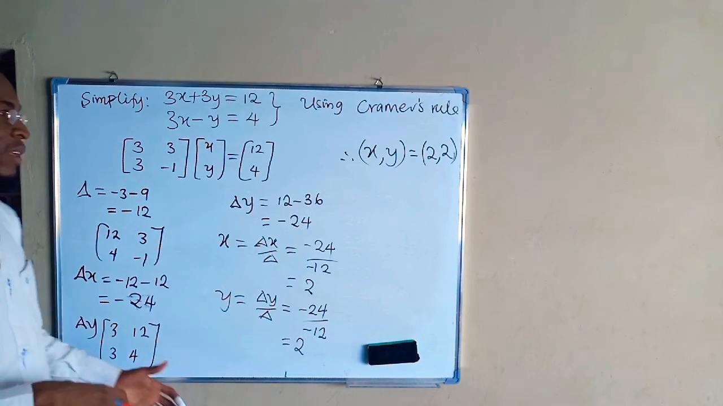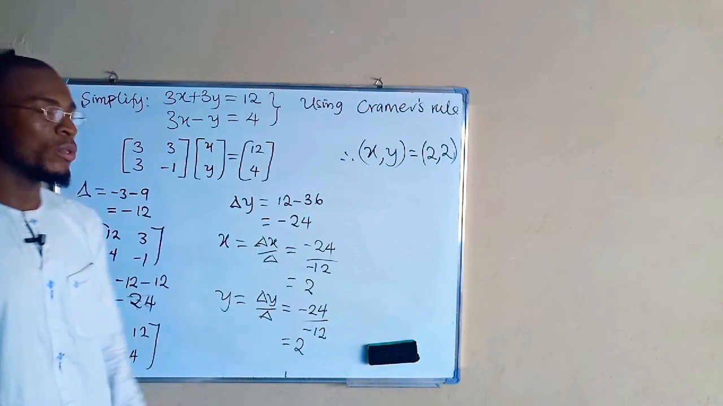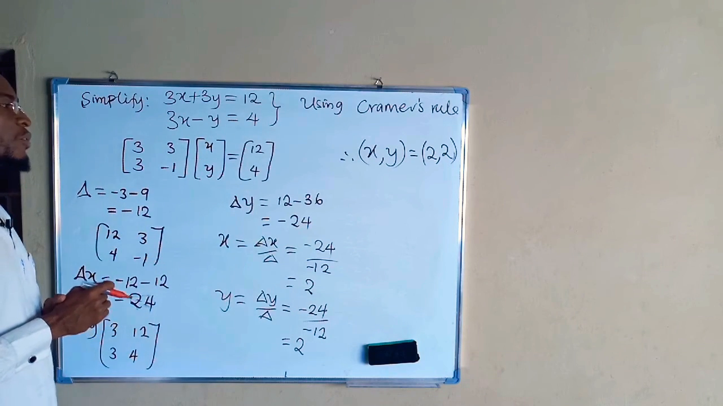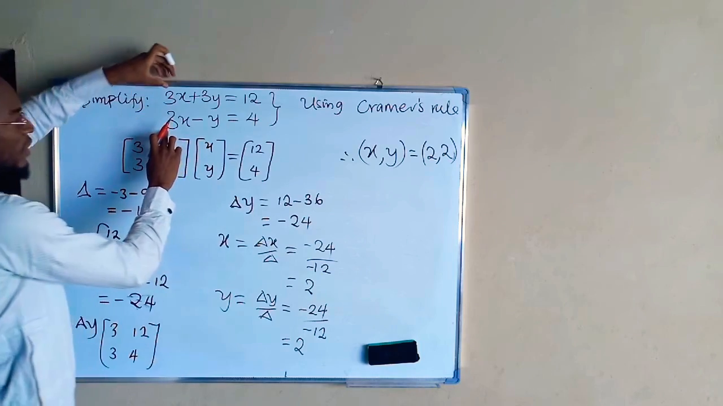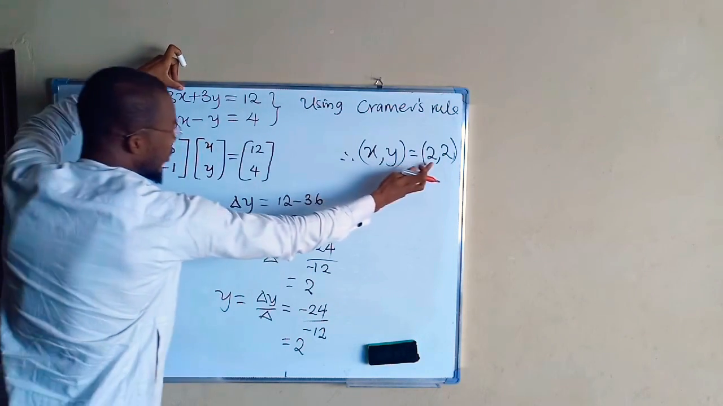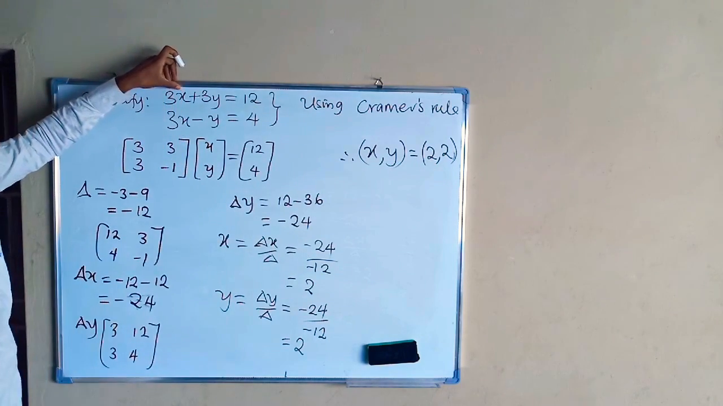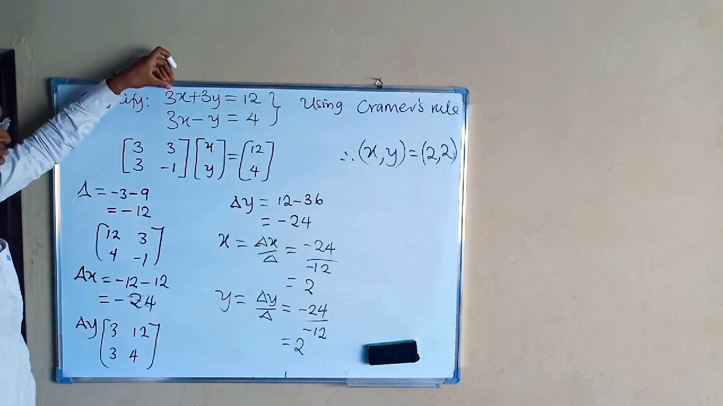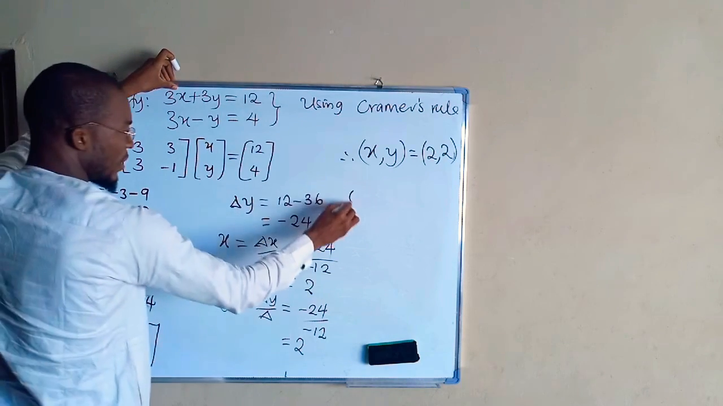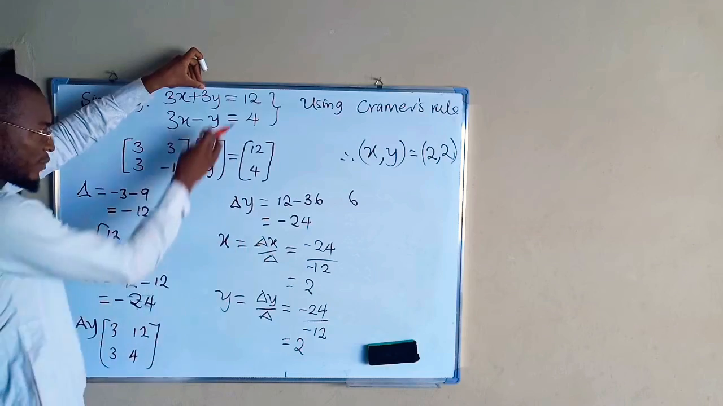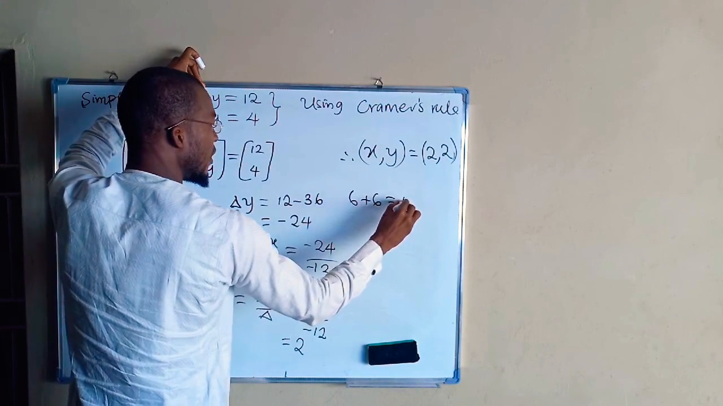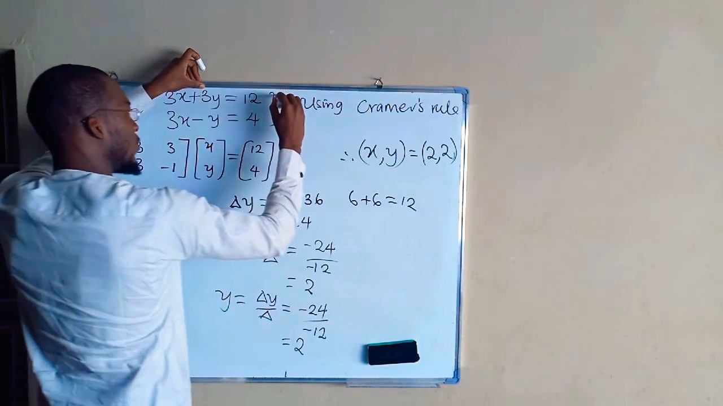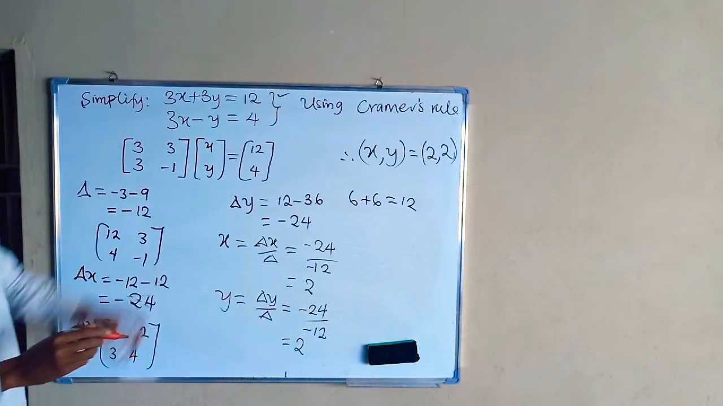For you to know whether these values are correct or not, you need to test them back into the main equations, and the main equations are this and this. So when x is equal to 2, if you multiply it by 3, you get 6. And 3 times the value of y, which is 2, is the same thing as 6, and 6 plus 6 is 12. So we have tested this equation.